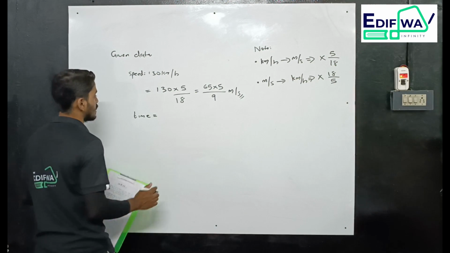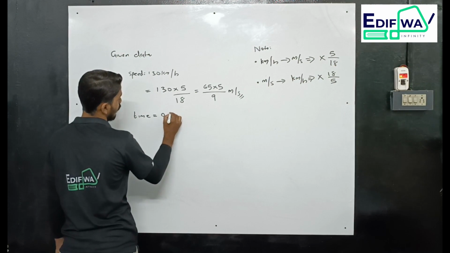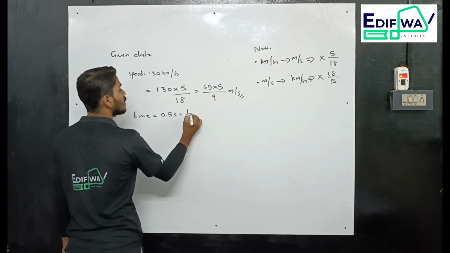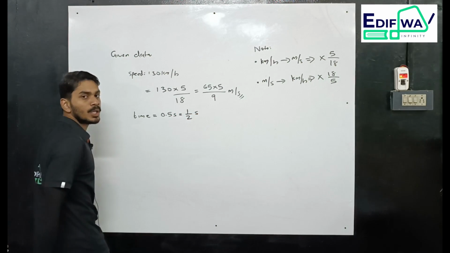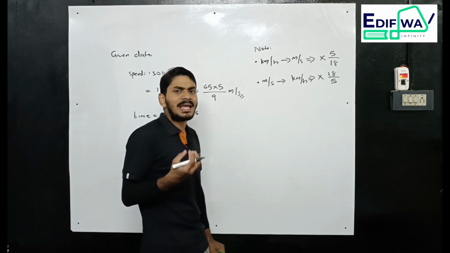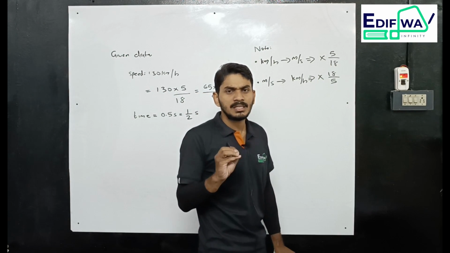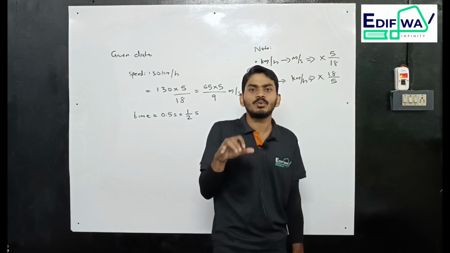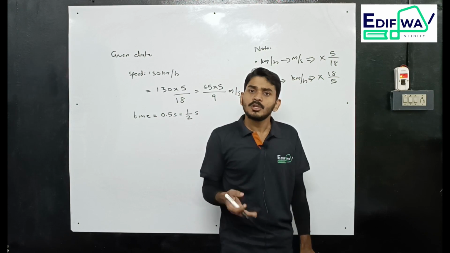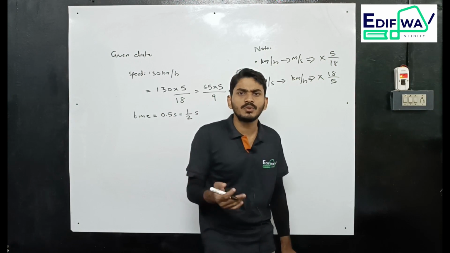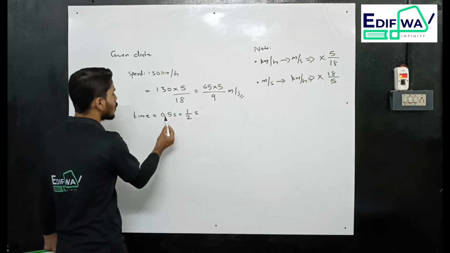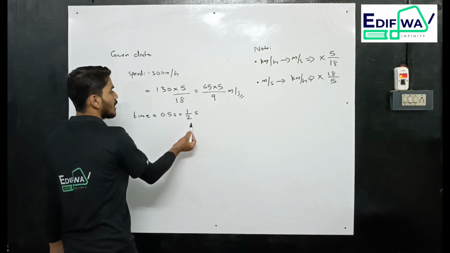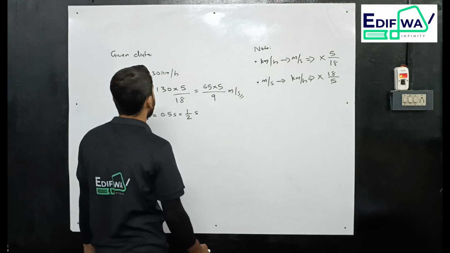You can write it as 1 by 2 second. I think the calculation with the decimal is somewhat tougher than the calculation with the fraction, so I will be converting decimal into fraction for doing the problem. So 0.5 is decimal, and the fraction is 1 by 2. So 1 by 2 seconds.